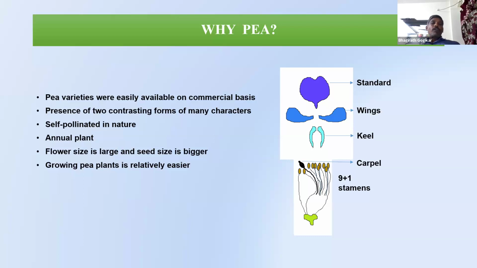Moreover, the flower size is very large and the seed size is bigger. It is also helpful for conducting hybridization experiments and also for sowing the seeds in the soil. Growing pea plants is relatively easy compared to other plants, and we can cultivate them very easily in natural conditions. For example, the photographs are shown here. These are the important characteristic features of Fabaceae: the papilionaceous corolla, and the diadelphous stamens, 9+1 stamens, which are the characteristic features of Fabaceae members.